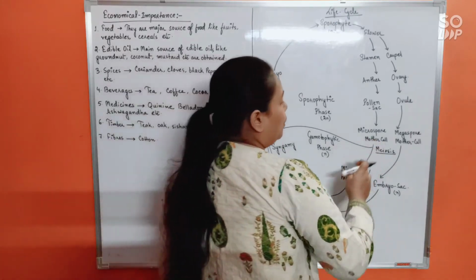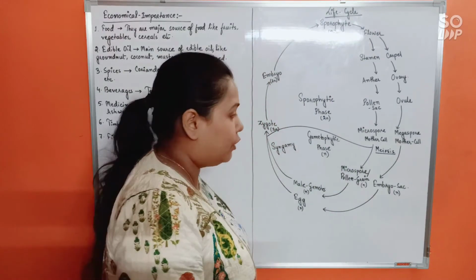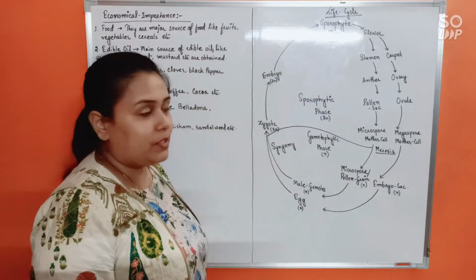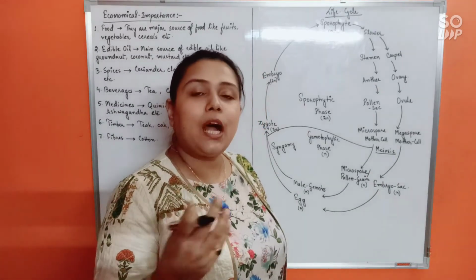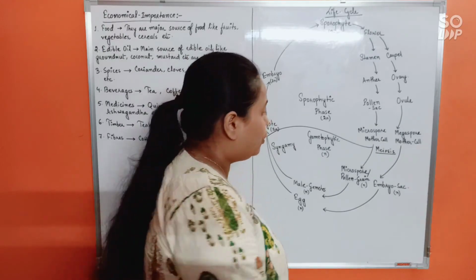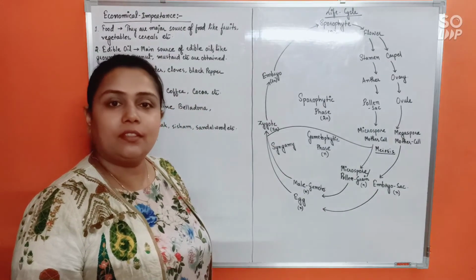Now, the microspore mother cell undergoes meiosis to give rise to microspores or pollen grains. The megaspore mother cell, on the other hand, would undergo meiosis, giving rise to 4 megaspores, out of which 3 will degenerate and 1 will survive, and that would eventually give rise to a well-developed haploid embryo sac, right?